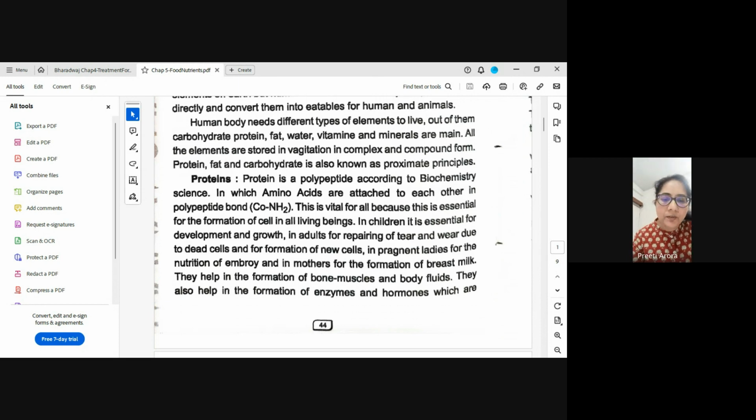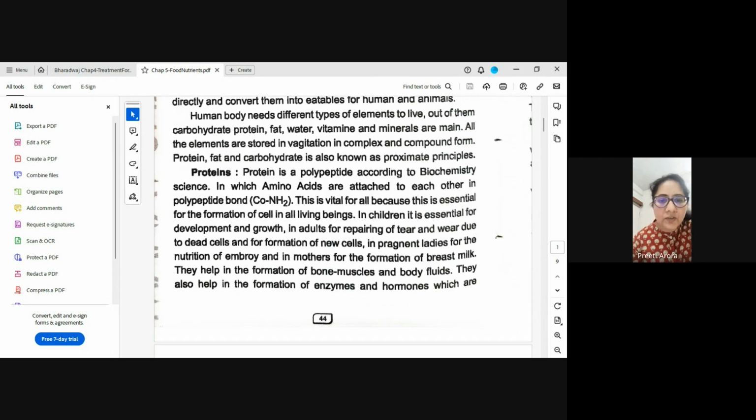At this juncture, we must understand about fats and carbohydrates also, because we'll be discussing that as well. So the smallest unit of protein is amino acids, the smallest unit of fat is fatty acids, and the smallest unit of carbohydrates is glucose. A lot of fatty acids come together to form fat.